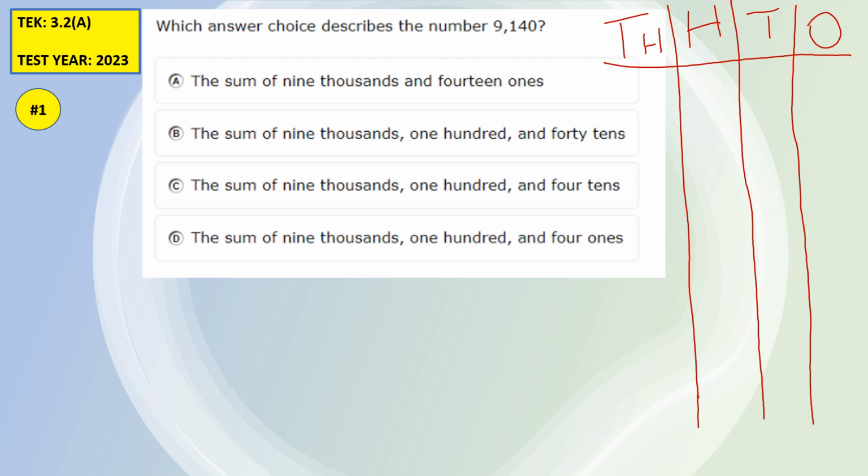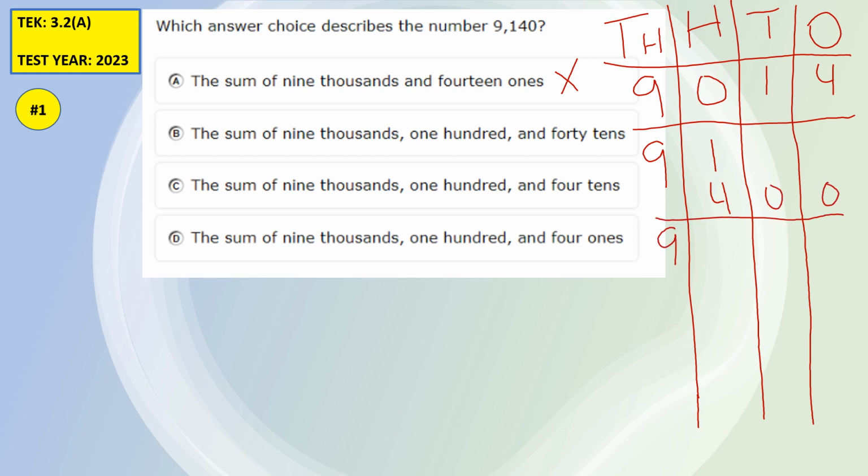Let's look at A. A says the sum, and sum is the total of an addition problem. So the sum of 9 thousands and 14 ones. So that would be 9,014. Well, that's not right. Let's look at B. The sum of 9 thousands, 100, and 40 tens. Well, 40 tens would be 400. So that would actually be 9,500. So that's not it either.